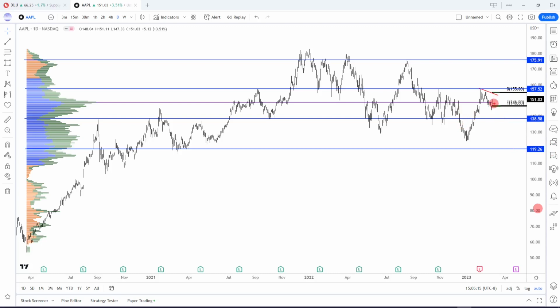And the other scenario is I'm not going to chase this FOMO up. If it breaks this trend line, I'm looking to see if it would get a rejection up here at 157.5 and push back down. And if it does, then I look for a swing short back to this 138.58. The other possibility is it comes up to this 157.52 and breaks it. Then I look for a backtest back to this 157.5, then look for a swing long up to this 175.90 or 176 area.